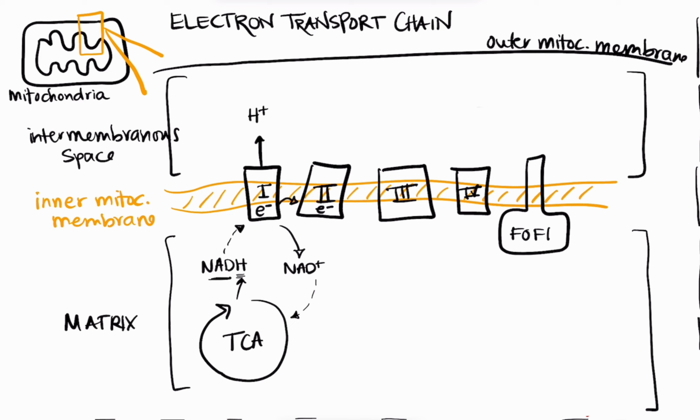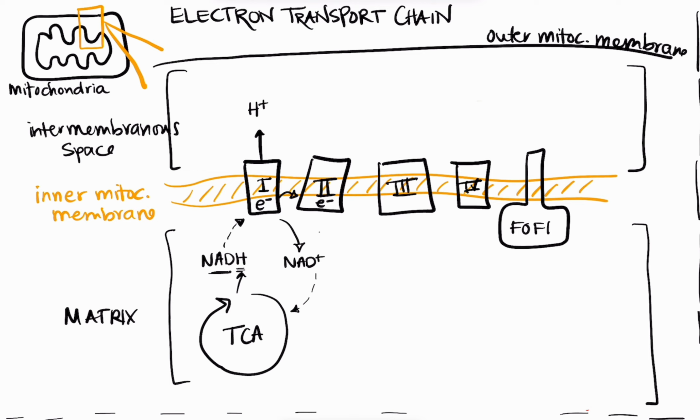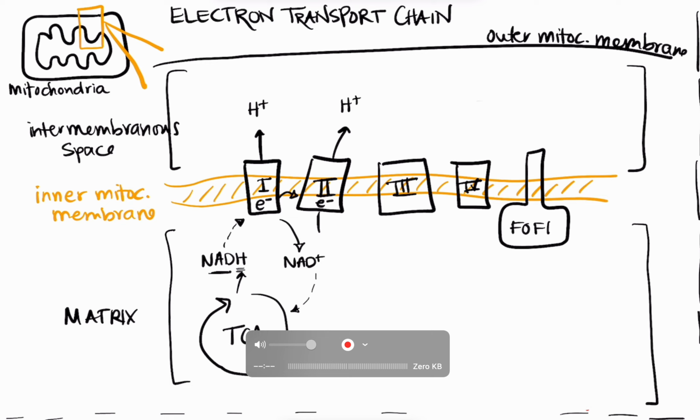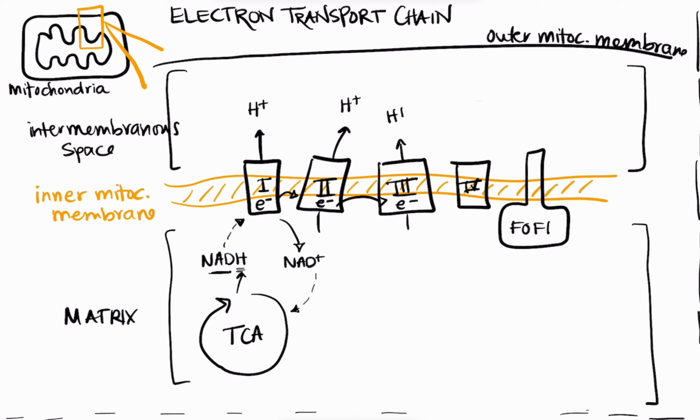When the electron moves, it moves into a lower energy gradient, and some of the energy is used to pull another proton from the matrix into the intermembranous space. That electron that's stored in complex 2 is then passed to complex 3. That energy of accepting that electron and moving it into a lower energy state uses some of that energy to pull another proton into the intermembranous space. Complex 3 can then transfer the electron to complex 4. Complex 4 can use some of that energy to pull another proton across.